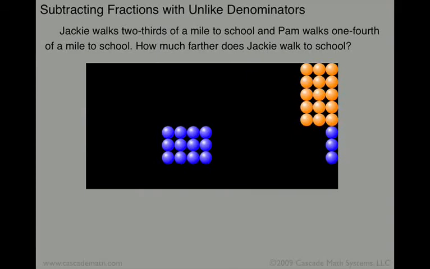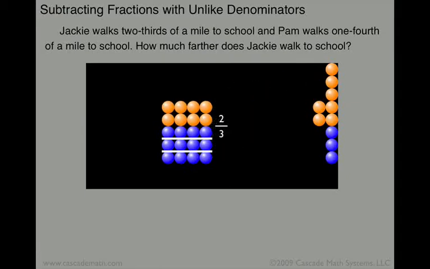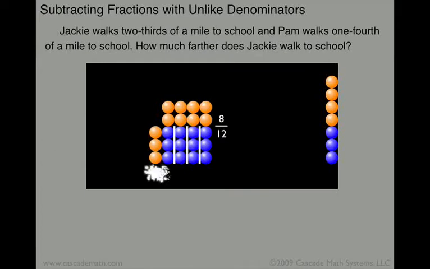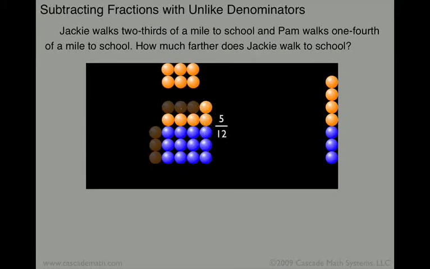Here's how I finished the problem. I divided the rectangle into 3 equal parts to find out how many 12ths were equal to 2/3. Next, I divided the rectangle into 4 equal parts to find out how many 12ths were equal to 1/4. Since the fractions are now written with a common denominator, or unit, we can subtract their numerators.